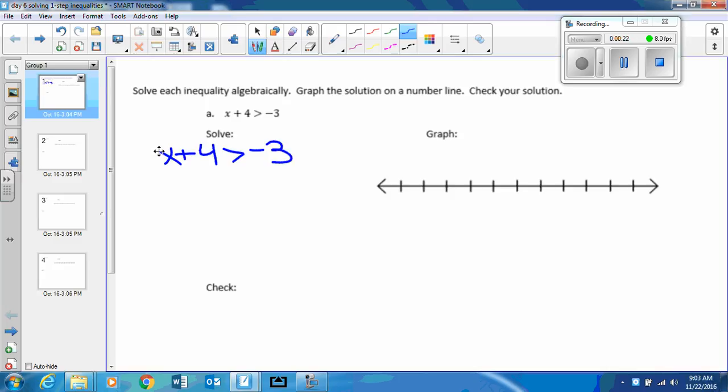So on the same side as x is the value 4, it's attached by addition. So our first inverse would be to subtract 4. On the left side we get x. Keep our inequality symbol the same, and negative 3 minus 4 becomes negative 7.